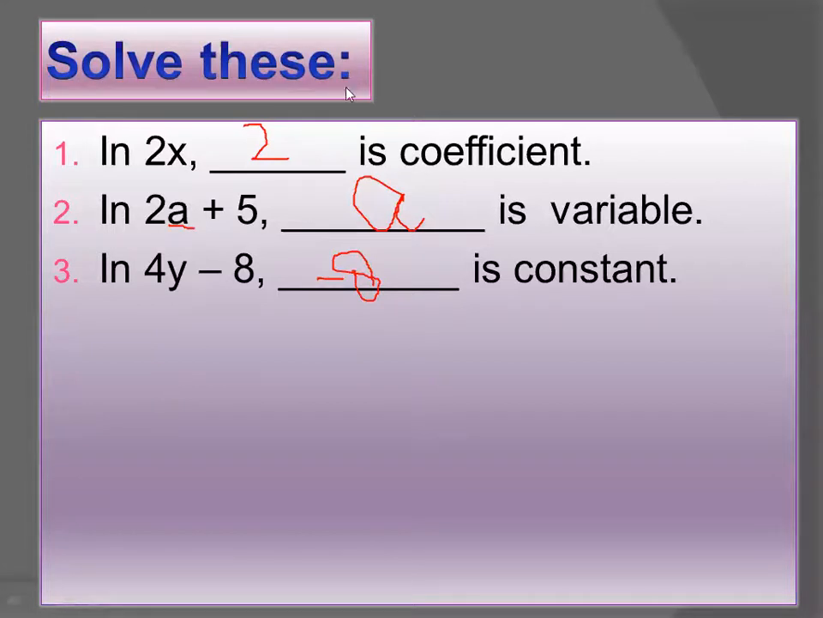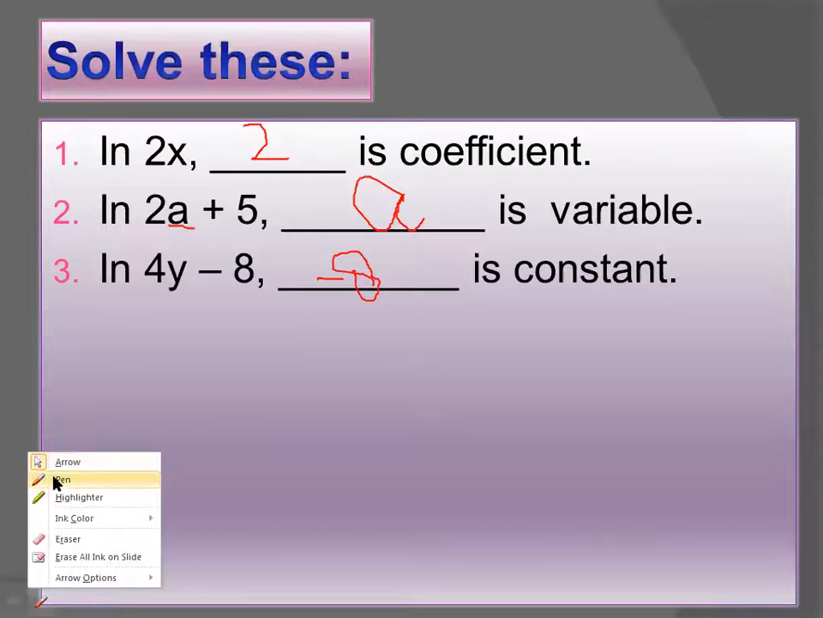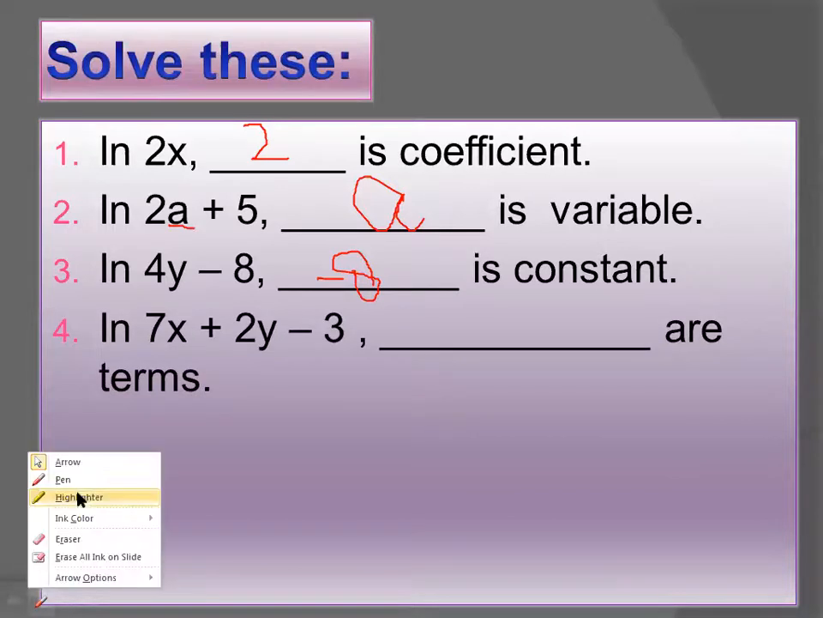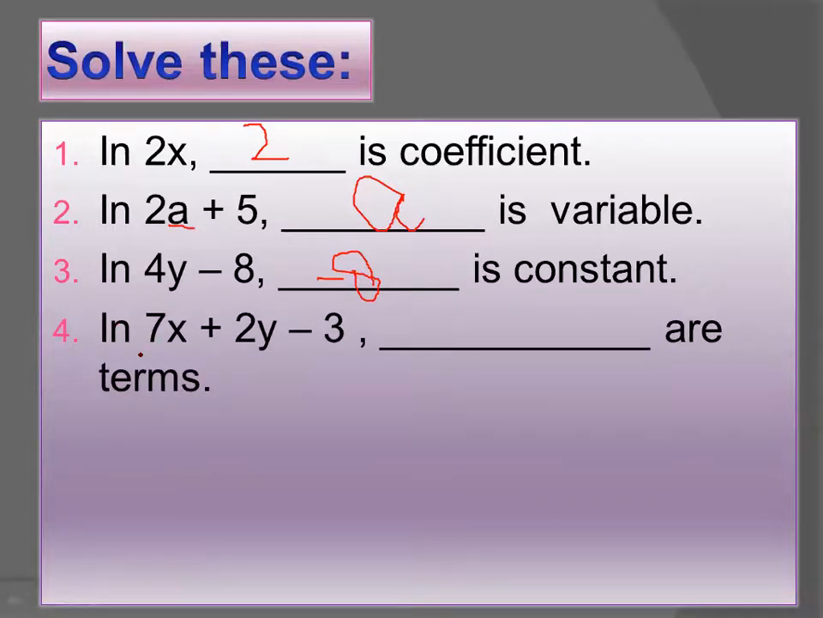This is the thing that I'm going to explain. Now look here. Number one, you have three terms. Number one, 7x. Number two, 2y. They are separated by the minus and plus signs: 7x, 2y, and this minus 3. So how will you write it?